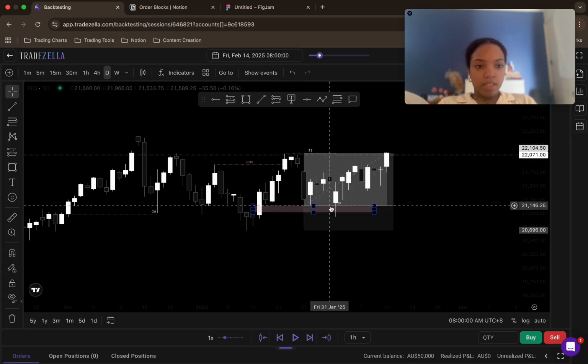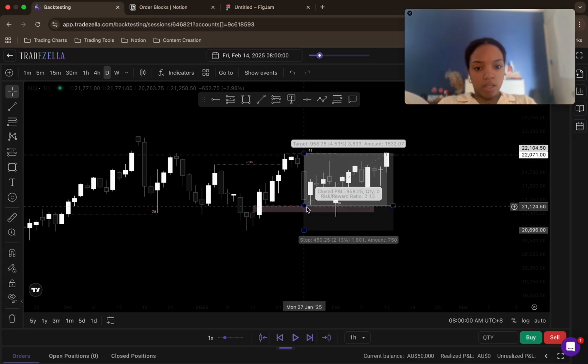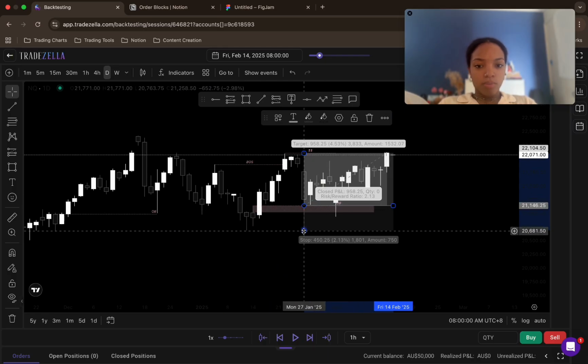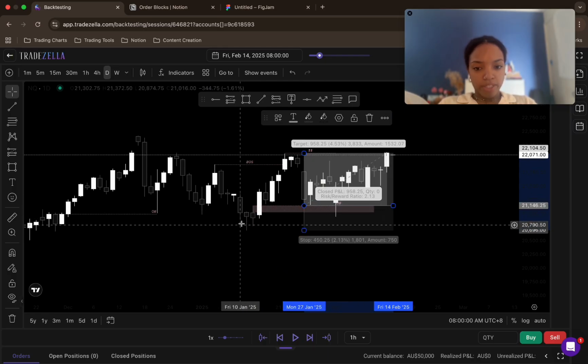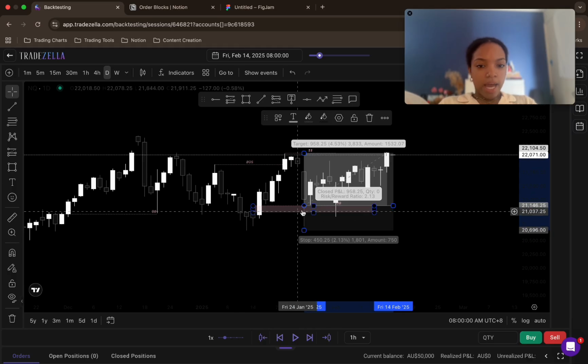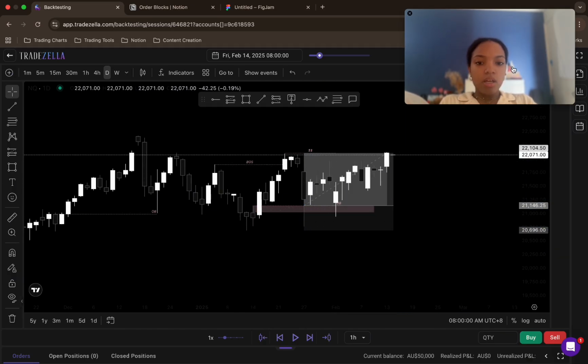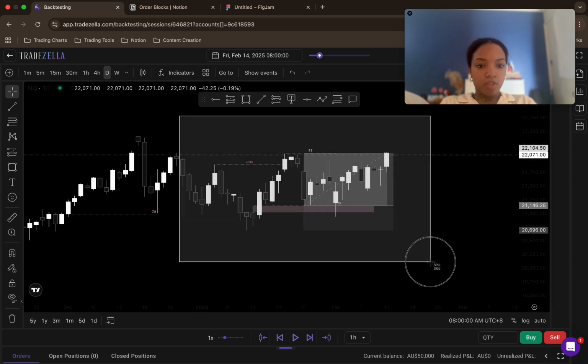So essentially set a limit order down here as soon as price taps that order block. Stop loss below this candle here, because this is the previous candle that swept the liquidity, and then target the high. So you can see that this essentially played out on the daily time frame, which is super cool to see. So I'm just going to screenshot this.